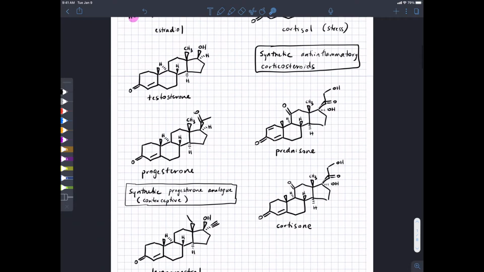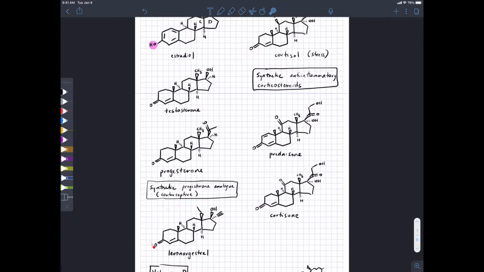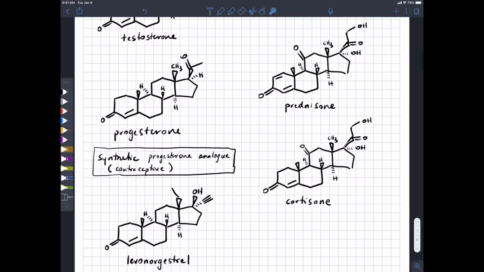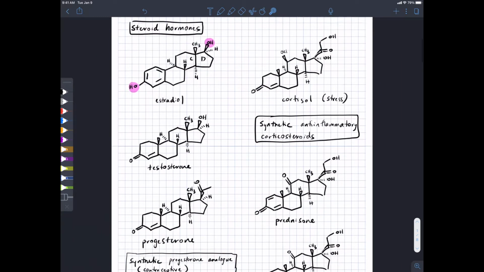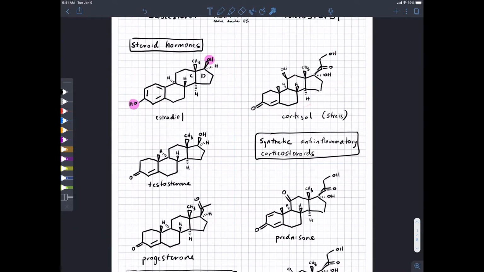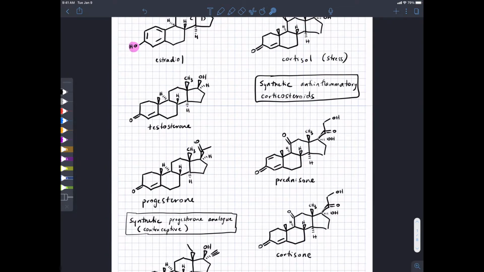And then chemists have proceeded to make analogs of a lot of these things. This is an example of a molecule that's used as, I think, a progesterone mimic in contraceptives. And another steroid hormone is cortisol, which is associated with stress. But if you take the OH group and make it a ketone synthetically, you end up with prednisone or cortisone, which are anti-inflammatories.